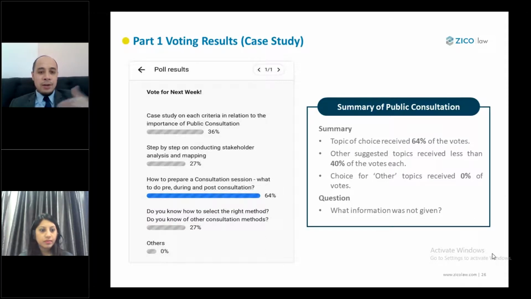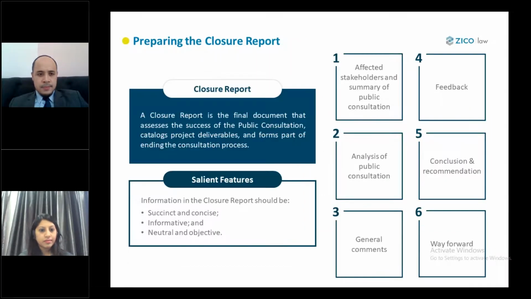Now, what information did I not give you here? I didn't tell you how many people voted in total. I didn't tell you how many people voted in each particular category. Now, this is the same in public consultation. When we come up with the closure report, we are going to communicate that information. We're going to share how the decision making was made. Let's go to the next slide.